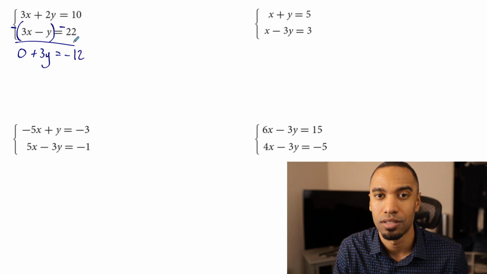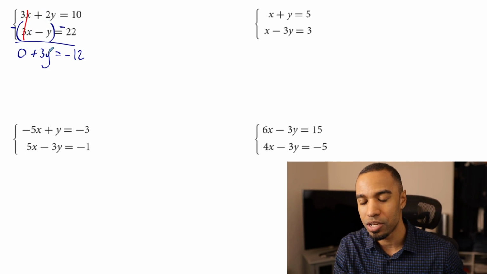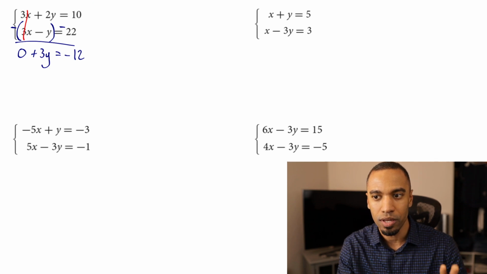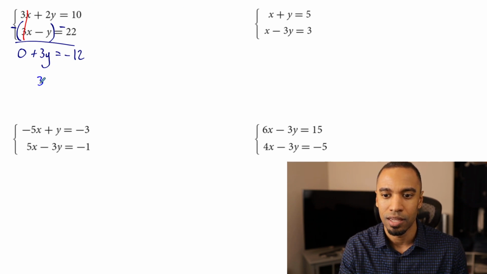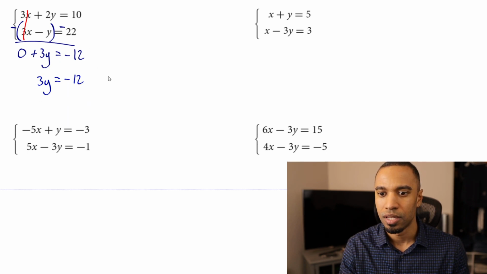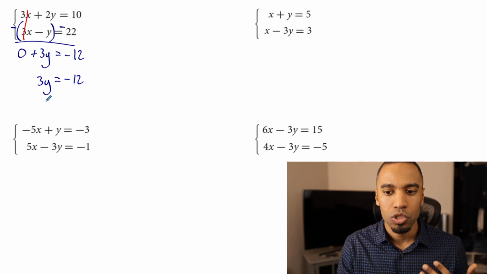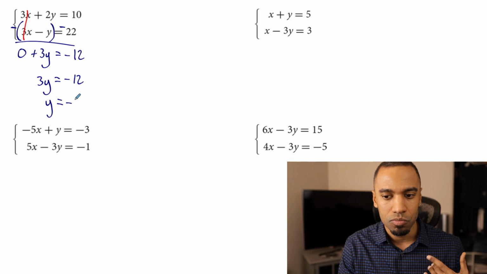That helped. Look, the x's are gone, and I'm down to one equation in one variable, 3y. It really just says now 3y equals negative 12. And boom, I can solve and now get y equals negative 4. So what I did just allowed me to solve that.